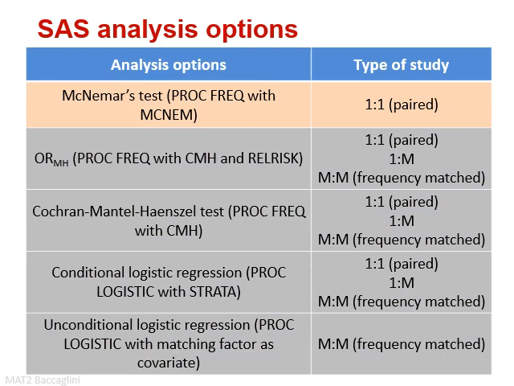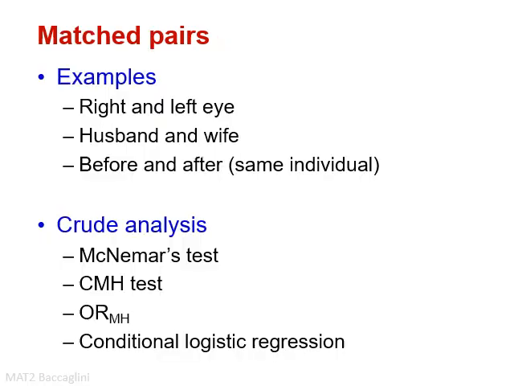Let's start with the McNemar. So again, we can have examples like the right and left eye, the husband and wife, before and after. These are all examples of matching. So if we want to do a crude analysis, we can do a McNemar's test or a Cochran-Mantel-Haenszel test, and we will get a similar p-value.